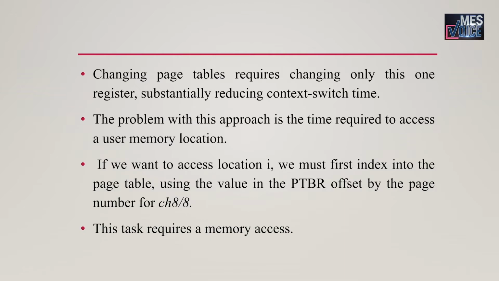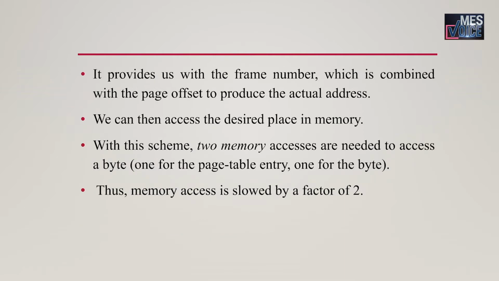The problem with this approach is the time required to access a user memory location. If we want to access location i, we must first index into the page table using the value in the PTBR offset by the page number for i. This task requires a memory access. It provides us with the frame number, which is combined with the page offset to produce the actual address, that is, the physical address. We can then access the desired place in memory. With this scheme, two memory accesses are needed to access a particular byte. Thus, memory access is slowed by a factor of 2.